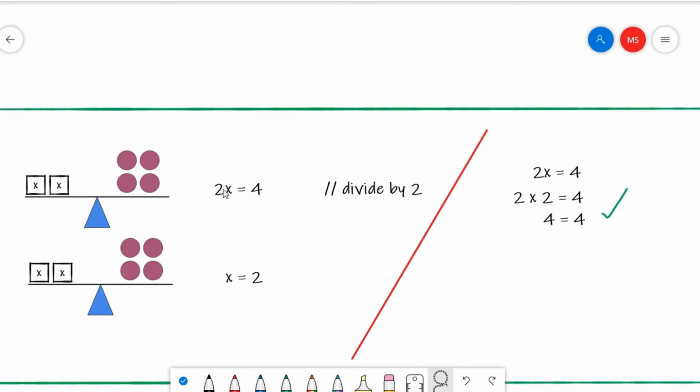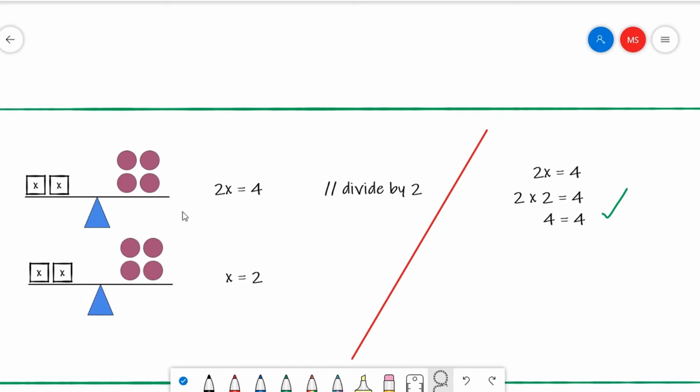Remember that when we have no sign in between here, what we really mean is this is 2 times x. And that's exactly what we have on this side of the balance. 2 times this thing called x. And we're saying it's equal to 4, which is represented here. Everything's balanced, so we have an equality.